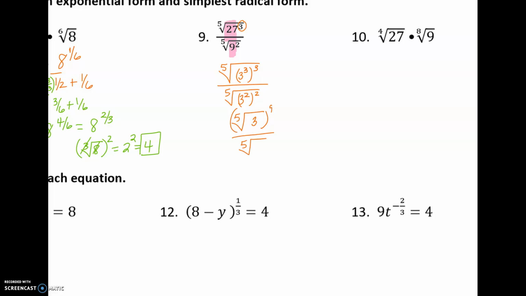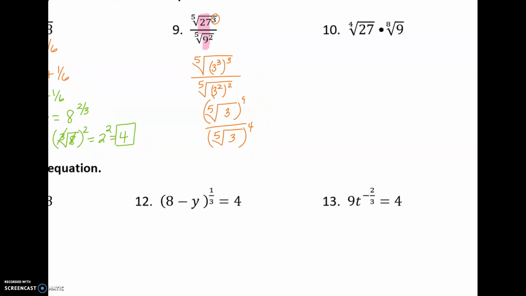Divided by the 5th root, I'm sorry, I said this wrong. The 5th root of 3 to the 9th power divided by the 5th root of 3 to the 4th power. Okay, what do I know about the rule with the laws of exponents? If I have the same base, in this case I do, and the same index, I subtract my exponent. So this is going to be the 5th root of 3 to the 9 minus 4. And 9 minus 4 is 5. So now I get the 5th root of 3 to the 5th power.